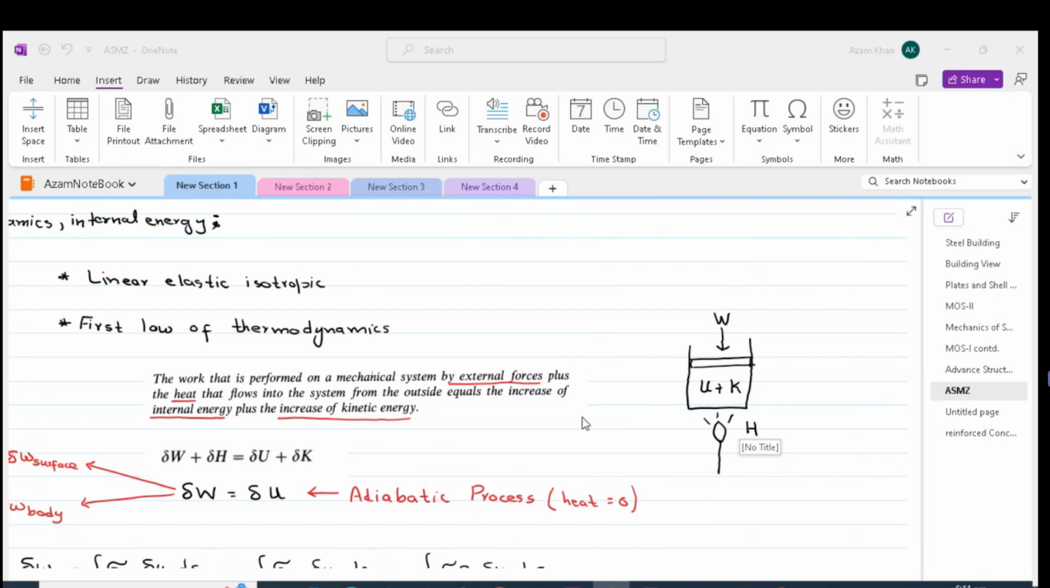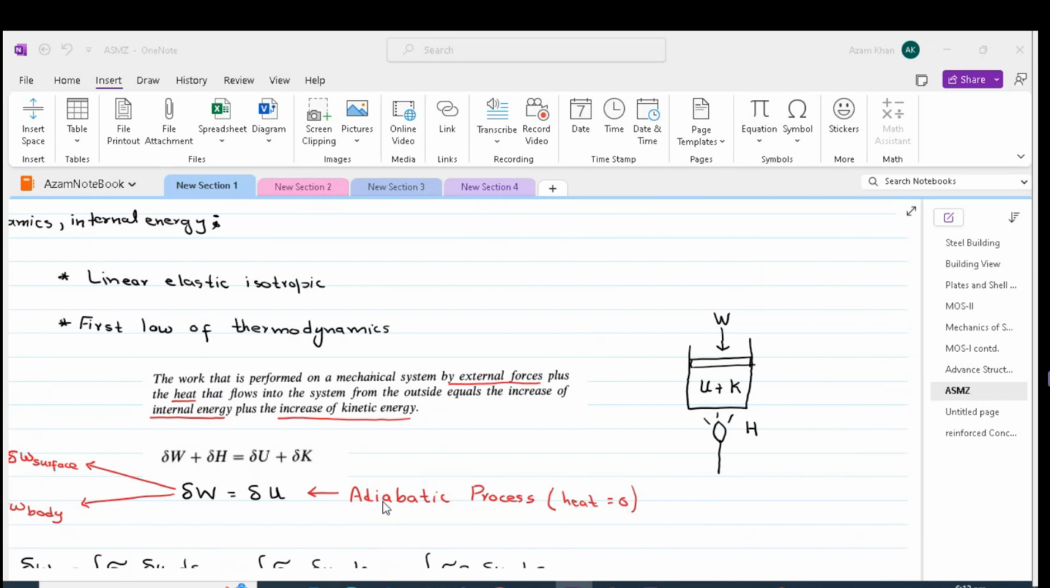So the internal energy in our definition is actually related to potential energy. And in addition, there can be kinetic energy. Kinetic energy is the energy due to motion. So mathematically, we can write the equation as change in work done plus change in heat supplied is equal to the change in internal energy, or change in potential energy, plus change in kinetic energy.